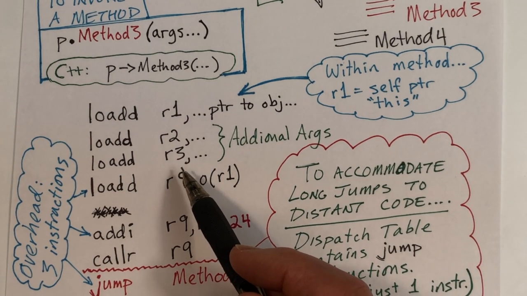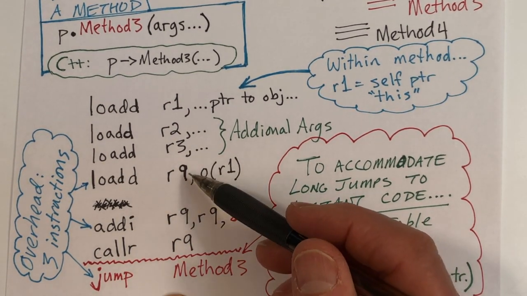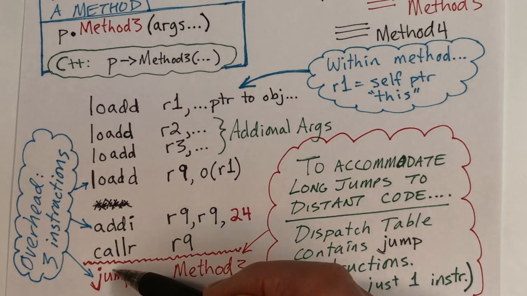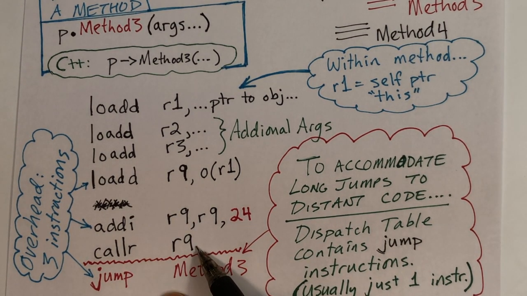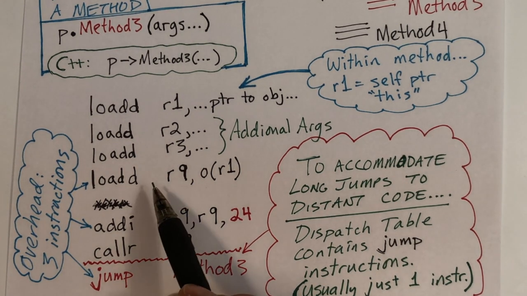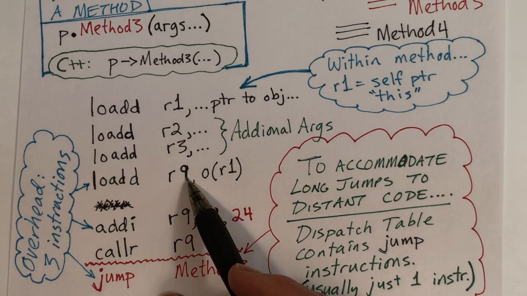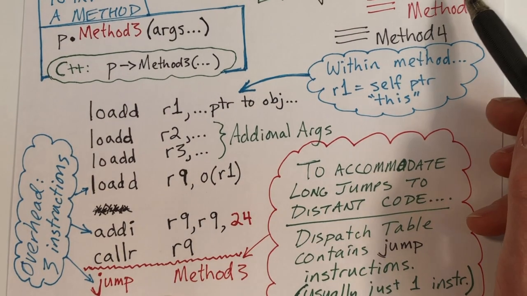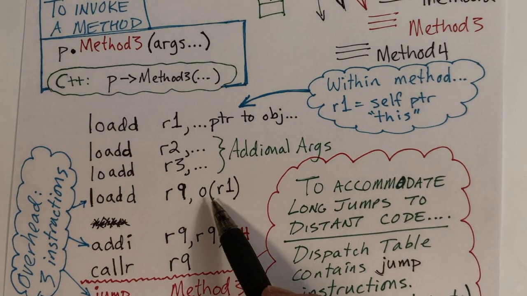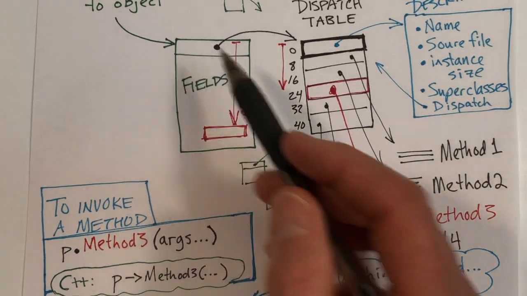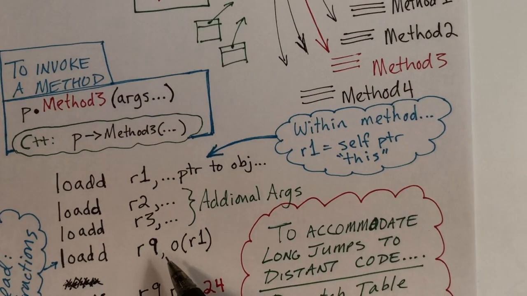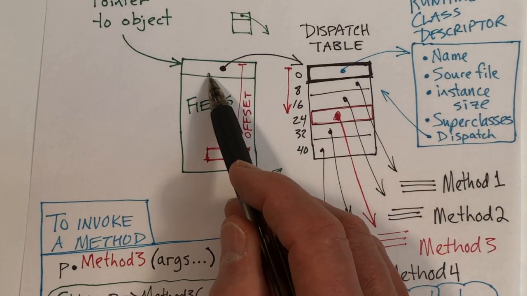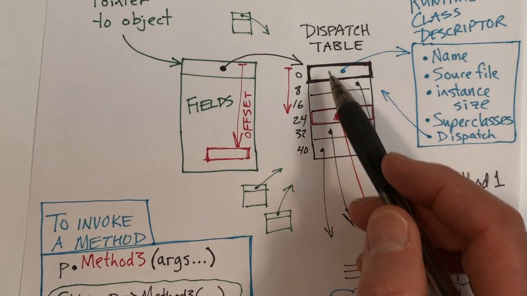Now we're ready to look at the code that actually performs the method invocation. Essentially we have an overhead of 3 instructions in addition to what we would have in a call situation. So let's look at how these work. A second register is required, register 9 for example here, to compute the address of the method that we want to invoke, method 3. Register 1 points to the object. The first instruction, the load here, goes to memory and gets this pointer and moves it into register 9. So now we have a pointer to the dispatch table in register 9.